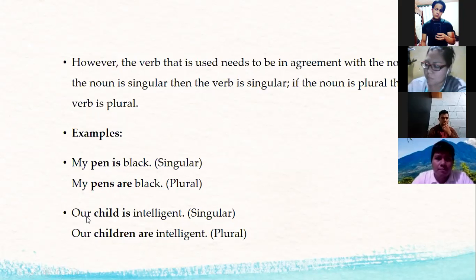On the second example, you can see that it says our child is intelligent. Okay, ¿de cuántos niños estoy hablando? Uno. One. Okay, excellent. So that's why I'm using is. On the second example, it says our children are intelligent. ¿Aquí de cuántos niños estoy hablando? More than one. Varios. Excellent. That's why I'm using are. Is that clear for you? Yes, teacher. Perfect. Questions? No questions.